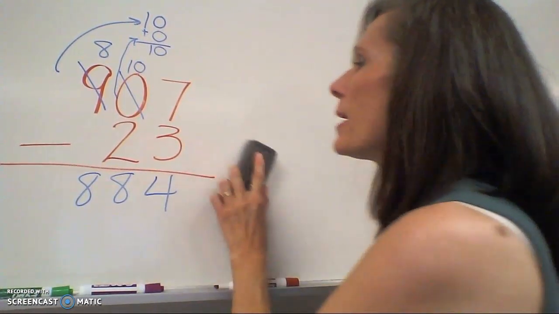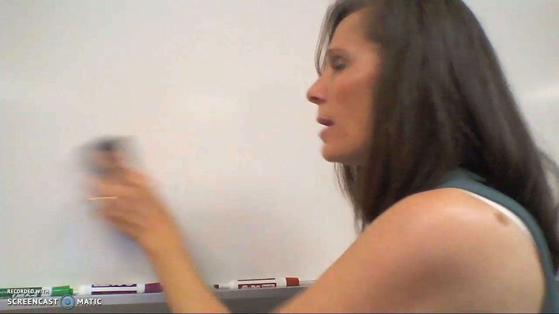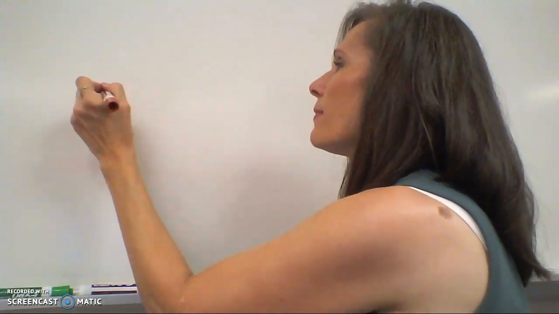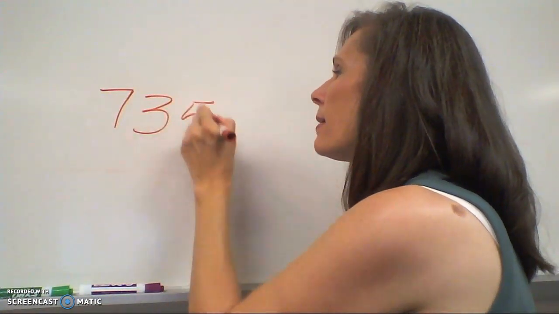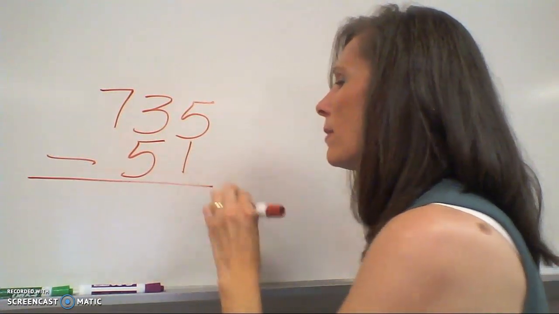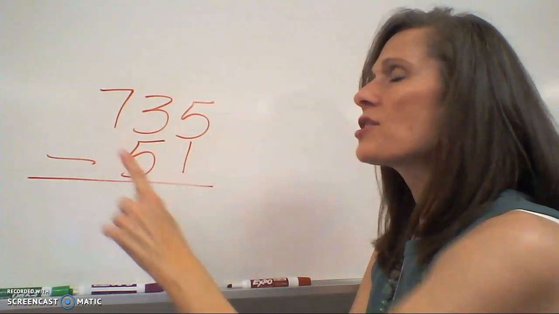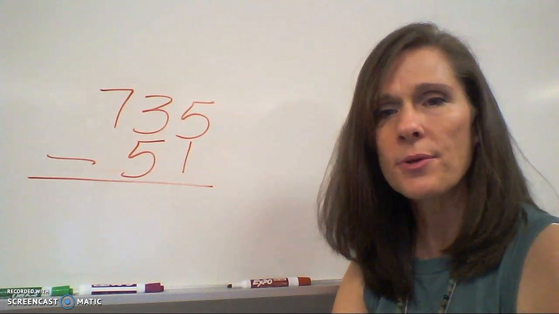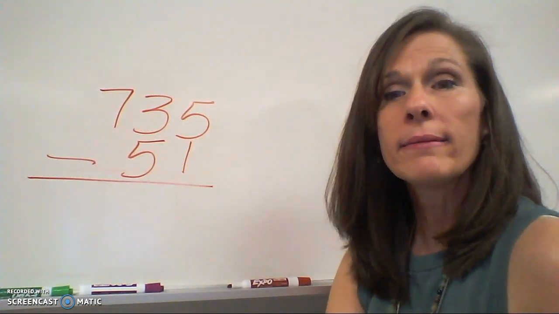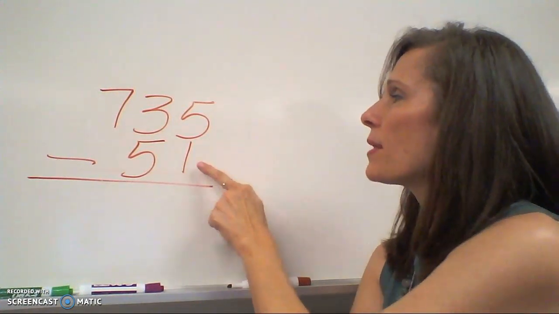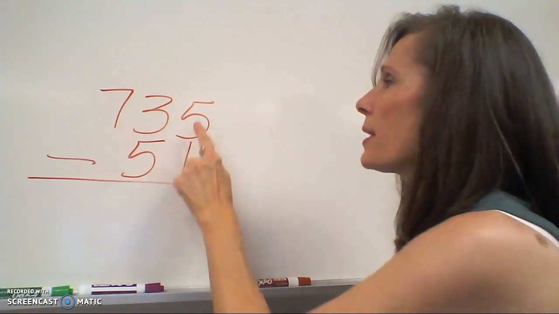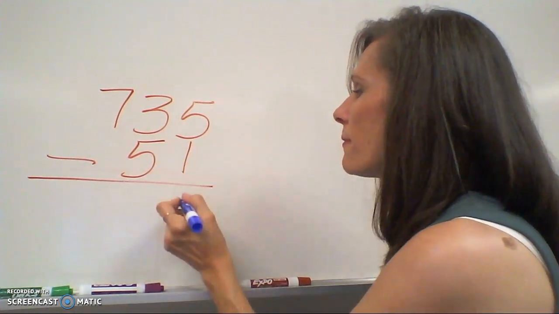All right, let's go ahead and do another one like this. So hope you're getting the hang of how to do this. 735 minus 51. All right, here we go. When we see a subtraction problem, remember we ask, can I do it? So I start my ones place, 5, take away 1. Can I do it? Yes, 5 is bigger than 1. So when there's more on the top, no need to stop. Here we go. 5 take away 1 equals 4.